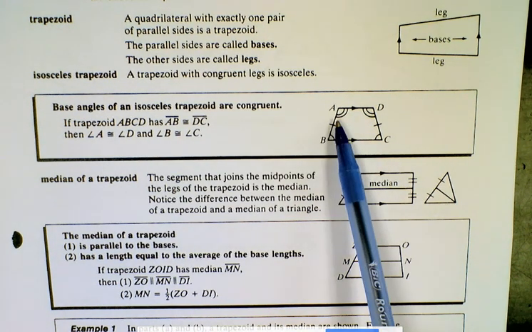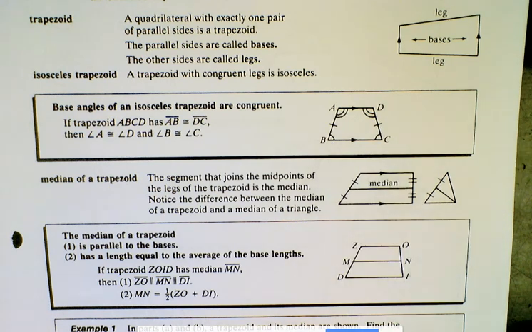An isosceles trapezoid also has congruent diagonals. If you connect A to C and D to B, they would be congruent.